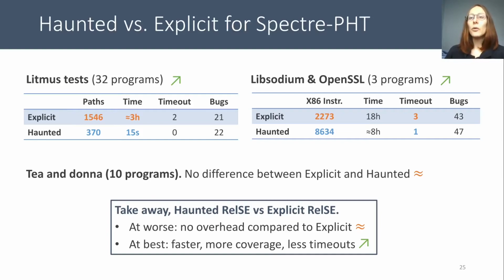For the comparison of our Haunted optimization against the explicit strategy, we start with Spectre-PHT. First, on our set of litmus tests, we see that Haunted prunes redundant paths and therefore is significantly faster and finds more bugs than the explicit strategy. On Libsodium and OpenSSL, it achieves a much better coverage and has fewer timeouts. However, on Tea and Donna, both techniques are equivalent. So we conclude that, at worst, there is no overhead with Haunted Relational Symbolic execution, and at best, it is faster and achieves more coverage and has fewer timeouts.